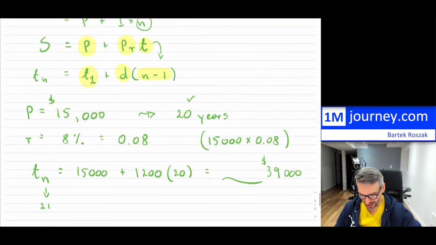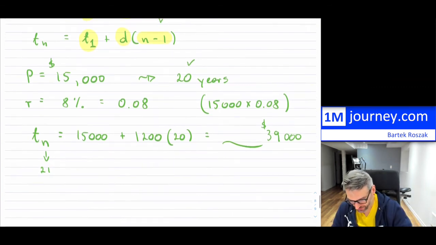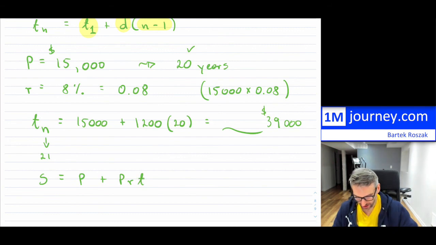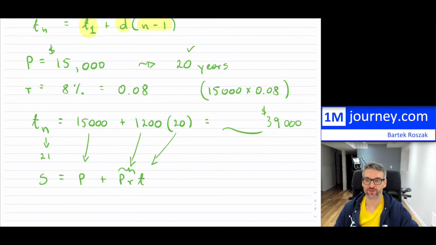So as you can see, what business students use, which is S equals P plus PRT, is exactly our sequence. And T is just simply the number of years. So that's where it comes from.